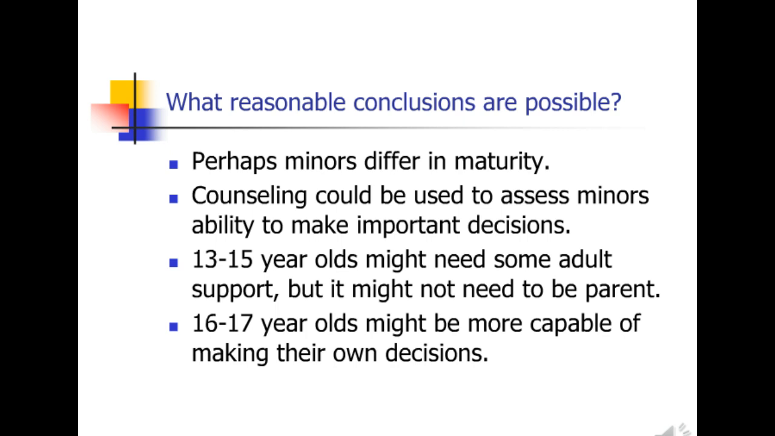What reasonable conclusions are possible? This critical question requires that you consider alternative conclusions based on the argument presented. For this issue, some possible alternatives include the use of counseling to determine a minor's ability to make a complicated and important decision, such as having an abortion, the realization that perhaps not all minors are the same, and that it could be reasonable to assume 13 to 15-year-olds might need some adult support, but it might not have to be a parent, and that 16 and 17-year-olds might be more capable of making their own decisions.